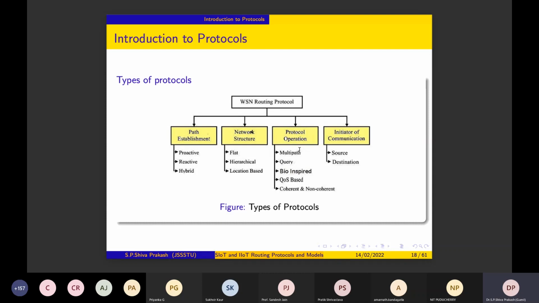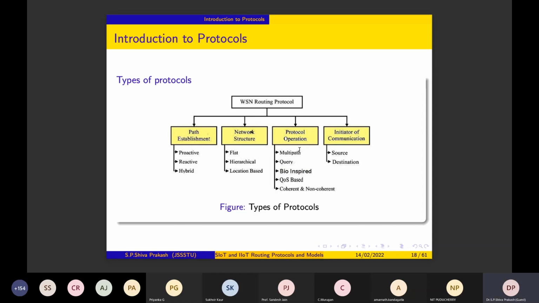For this, in general, within a WSN, several reactive protocols, the proactive protocols, and the hybrid protocols will be used. That depends on the type of protocol that you choose. When it comes to the network structure, basically you have flat, hierarchical, and location-based structures. And the protocol operations could be multipath, query-based, bio-inspired, QoS-based, coherent, or maybe non-coherent. And the initiator of this communication is the source and destination.